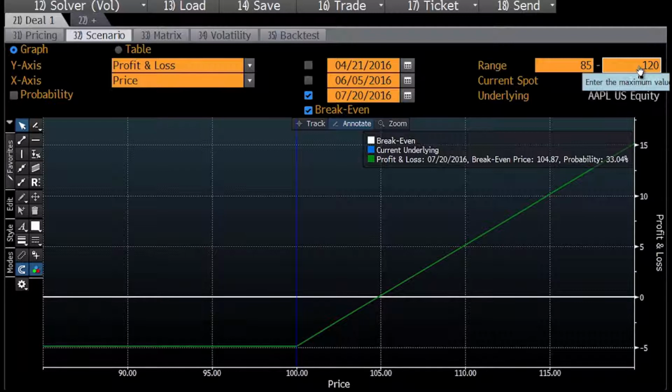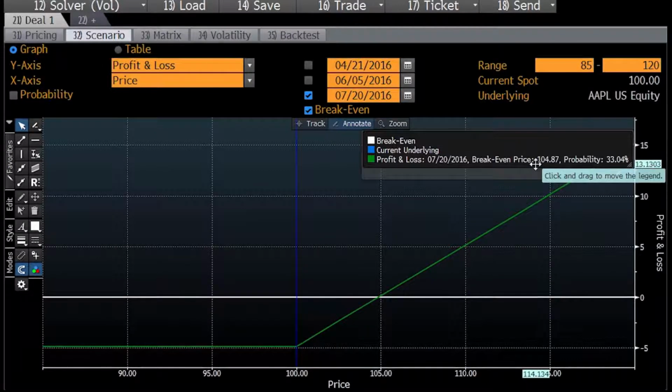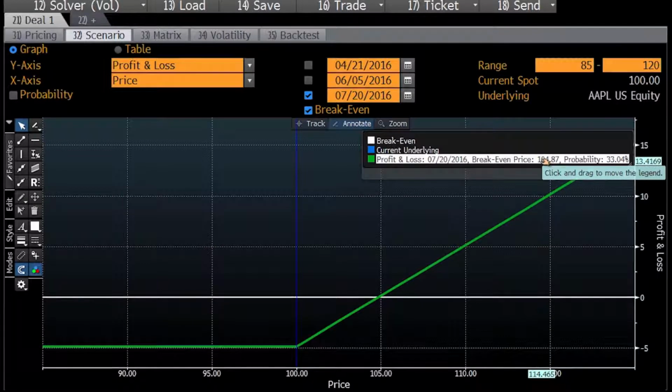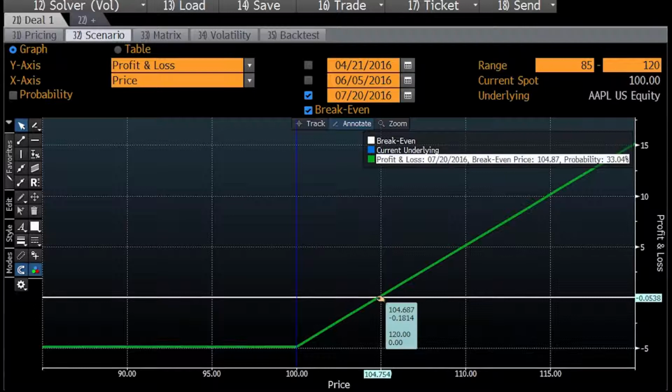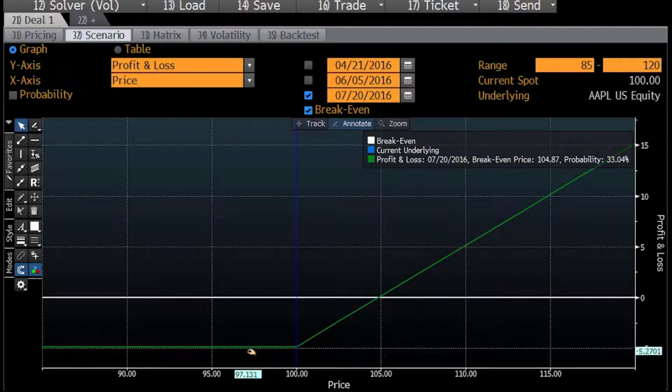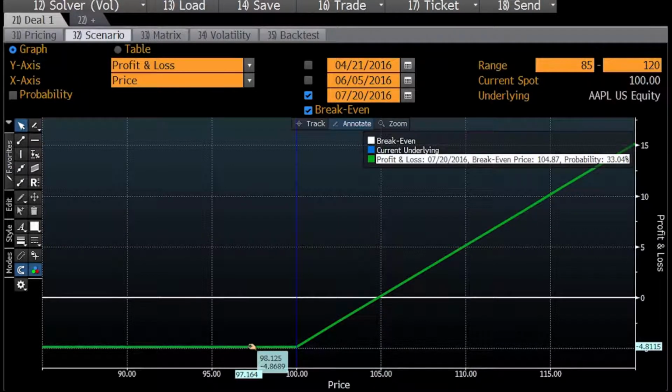And now I can see a number of things. I can see that the scenario chart tells me that the break-even is 104.87, which is this point here where it crosses. And I can also see that the loss, which is the cost of buying the option, is 4.87, as you would imagine. That's the cost of buying the option.